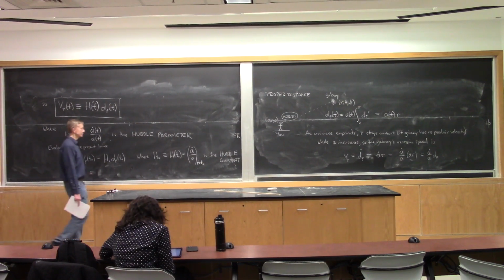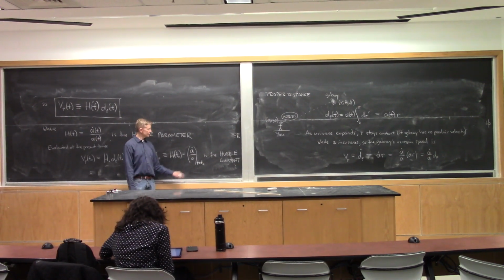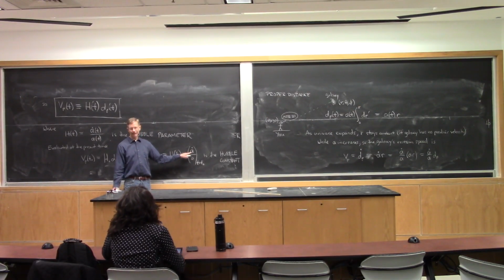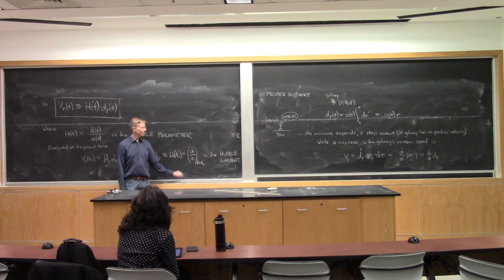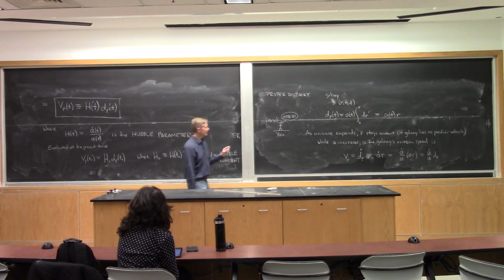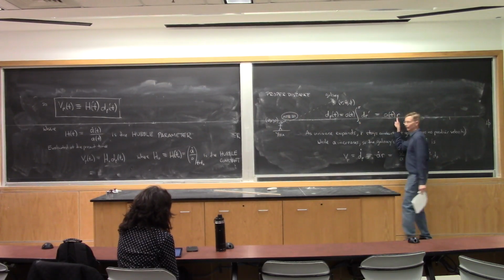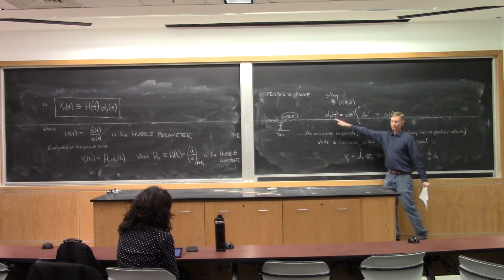Notice if we do decide, we don't have to, but if we do decide that A is 1 today, then this just becomes A dot today. What are the units of A dot? So we say that distance is A times r. Distance has what units?